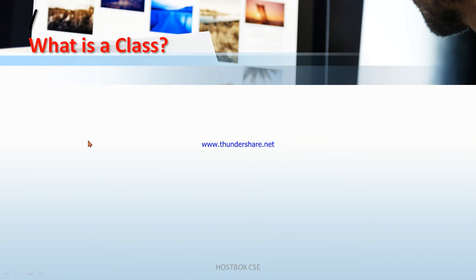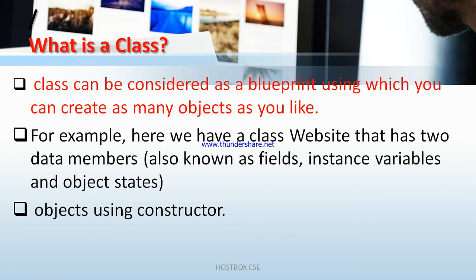Now we have to go to the important topic. What is a class? A class can be considered as a blueprint using which you can create as many objects as you like. For example, we have a class Website that has two data members, also known as fields, instance variables, and object states. These objects are created using the constructor. In an upcoming session I will explain the constructor topic in Java. So what is a class? A class is nothing but a collection of objects and is also considered a blueprint.